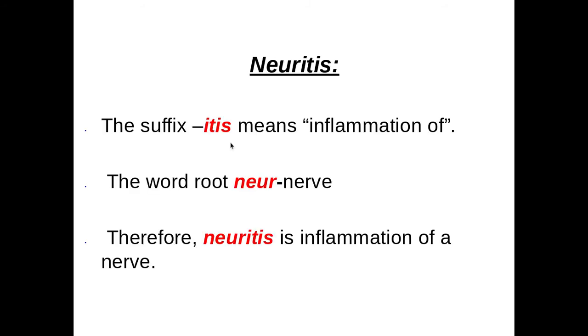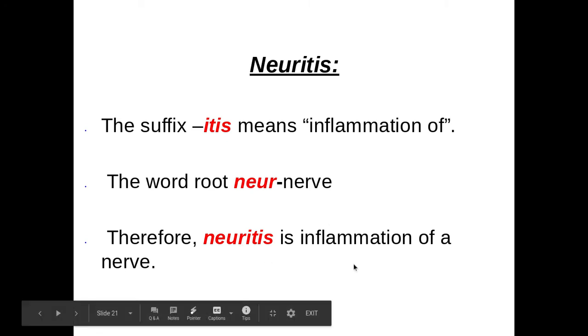Neuritis is probably a little bit easier. If we broke this down, itis again means inflammation of. Neur is pertaining to a nerve. So if we're going to put these two together, itis ends in a vowel, so you don't need to add anything in between. So neuritis just means inflammation of a nerve.